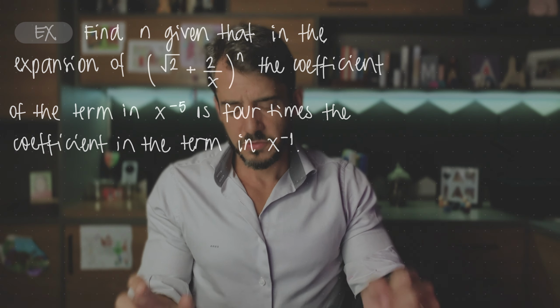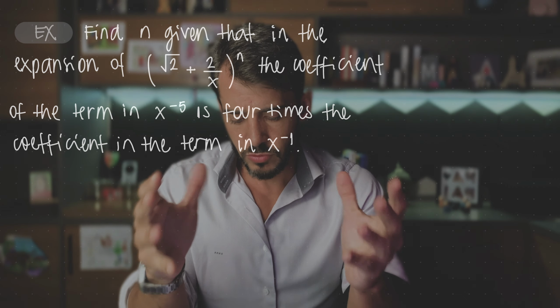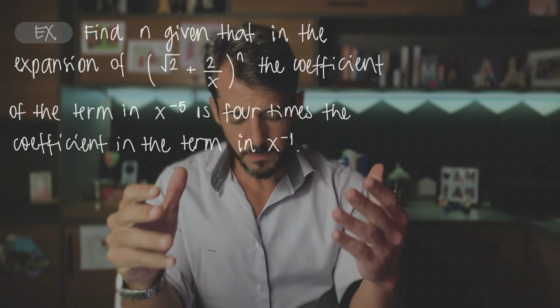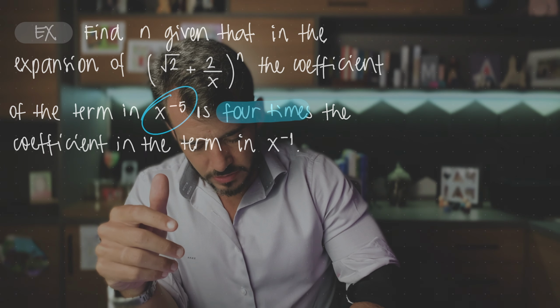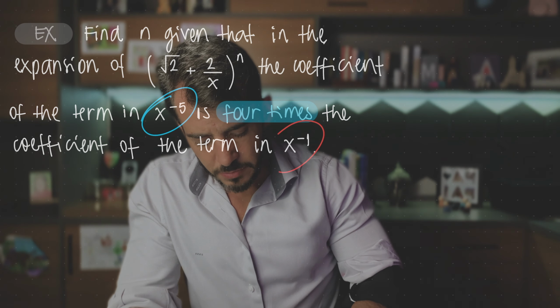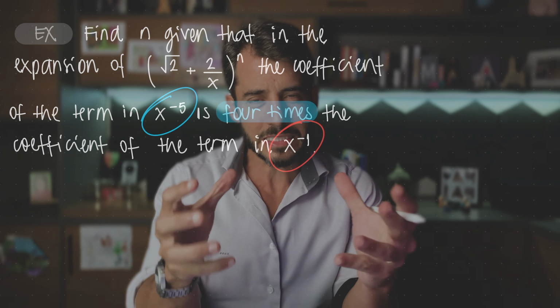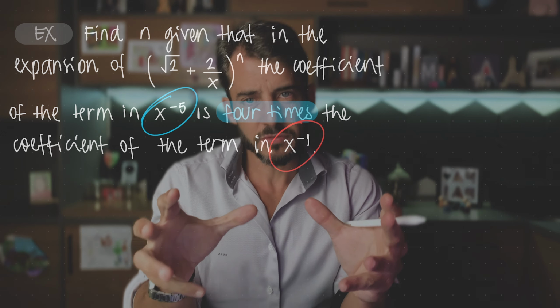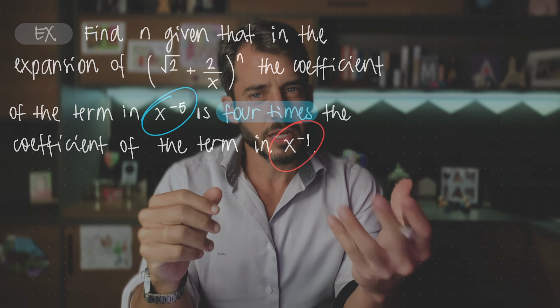Okay, so now we have the following exercise. Find the exponent n, given that in the expansion of root 2 plus 2 over x to the power of n, the coefficient of the term in x to the negative 5 is 4 times the coefficient of the term in x to the negative 1. So clearly we must find in this expansion two very specific terms, one in x to the negative 5 and the other one in x to the negative 1.